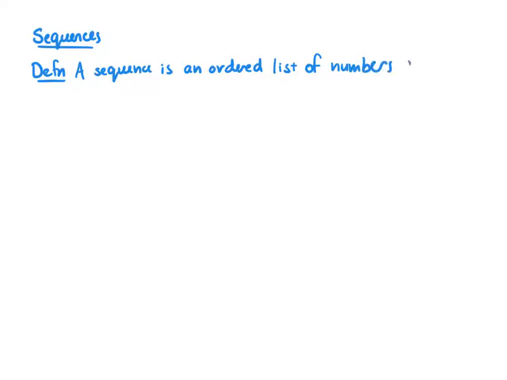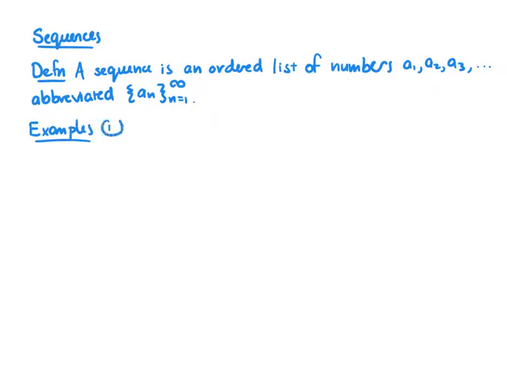Let's say a_1, a_2, a_3, and so on, abbreviated in the following way. I'll usually write something like, in braces, a sub n, with n going from 1 to infinity. All right, you know examples of sequences, but we should write some down. So here are some examples.